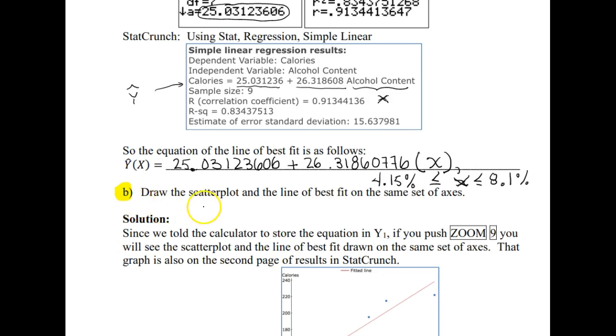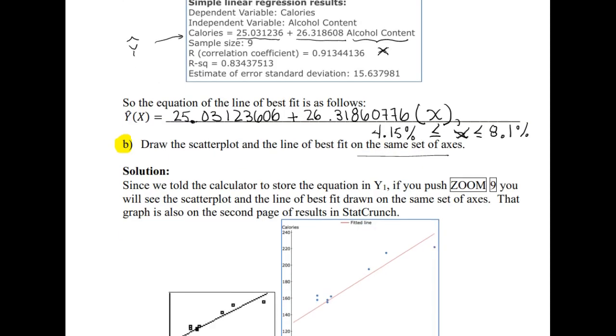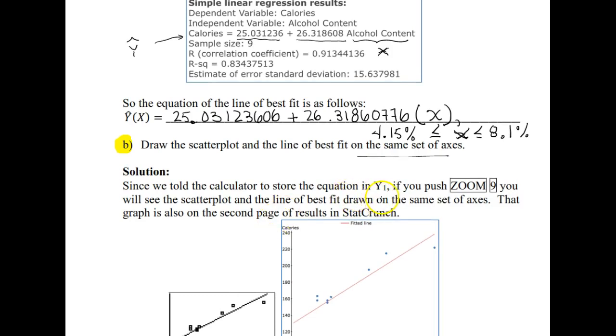Part B says to draw the scatter plot and the line of best fit on the same set of axes. Since we told the calculator to store that equation in Y1, if you push ZOOM 9, you will see the scatter plot and the line of best fit drawn on the same set of axes. This assumes that you followed the instructions on the first page where we did the scatter plot for that data. Otherwise, if you push ZOOM 9, you might not have anything there, or it might be something from some prior problem. So make sure you go back to the very first example where we made the scatter plot, deleting the O'Doul's beer. We're only looking at those 9 data points.